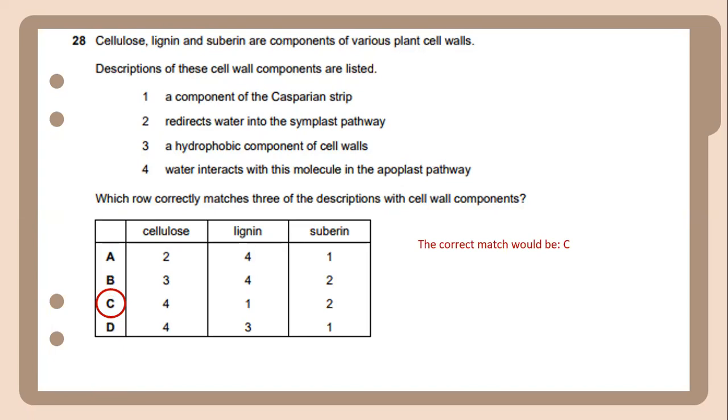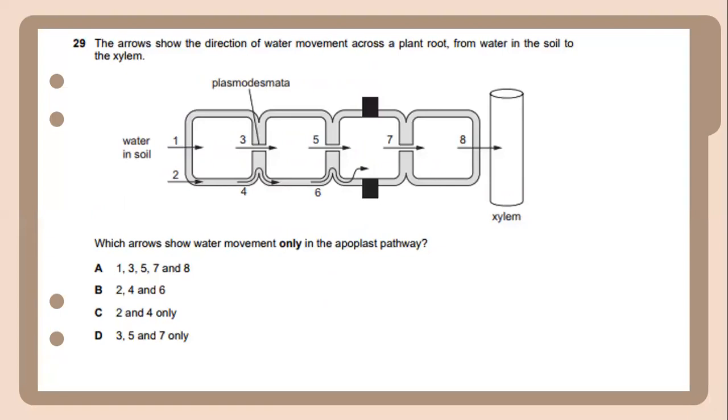For the cellulose, it's applicable for water interacting with this molecule in the apoplast pathway. For the lignin, it is actually a component of the Casparian strip. And for suberin, it actually directs water into the symplast pathway. The arrows show the direction of water movement across a plant root from water in the soil to the xylem. Which arrows show water movement only in the apoplast pathway? It should be 2 and 4.